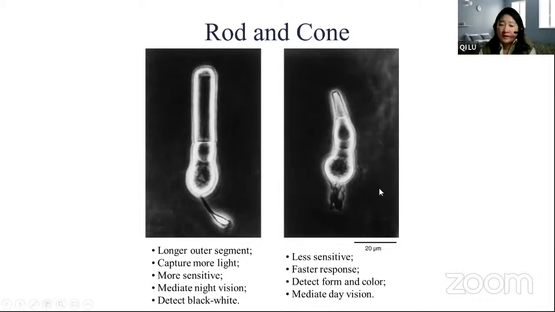The cone photoreceptor is less sensitive, with a much shorter outer segment. We can see here the outer segment is only this part, and this is already the inner segment, where the mitochondria are located. But it has a fast response. It can detect color because there are three types of cone. From the difference of the signals between the different cones, we can tell what color it is. It functions during the day.